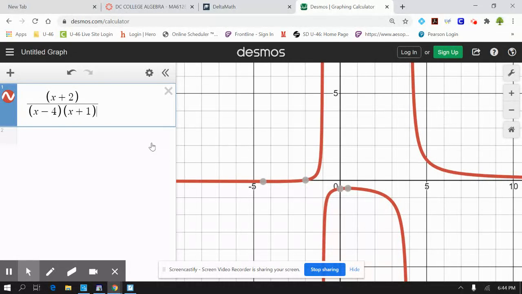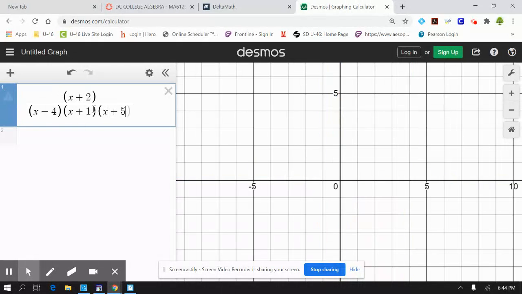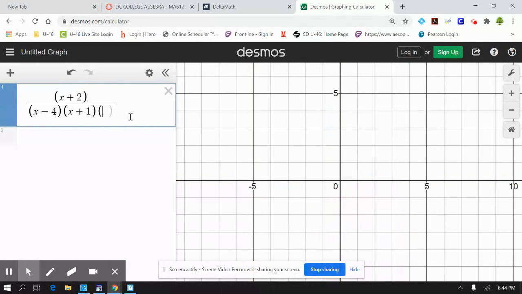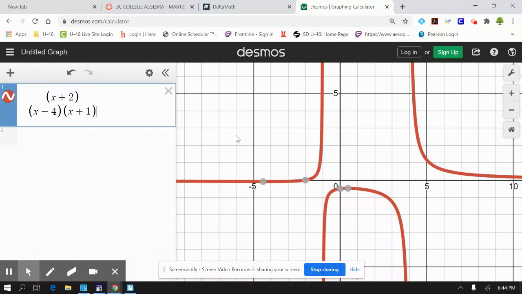And you can add another. Let's say I want another vertical asymptote at -5 right here. So I would just type in x plus 5. I've got a vertical asymptote at -5, a vertical asymptote at -1, a vertical asymptote at 4. That looks pretty, but I'm going to get rid of that third vertical asymptote. Let's put in a removable point. Let's see here. Notice there's only one 0, -2. Let's add another 0. Let's have a 0 be at -6 right there.